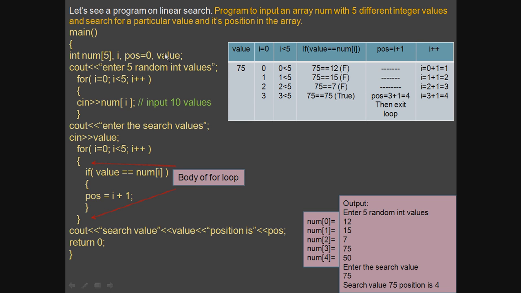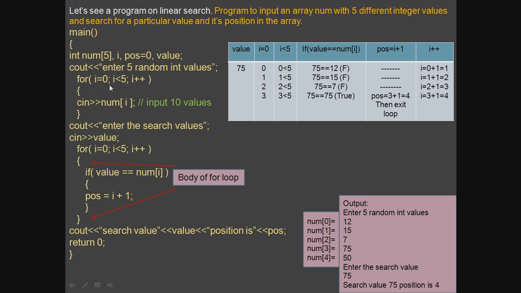The variable value means the random value which you are going to search. As the variables are declared, a prompt will be issued on the monitor screen, that is, enter 5 random integer values. Using the for loop, when you enter the numbers from the keyboard, suppose 12, 15, 7, 75, 50, the array elements will be automatically created by the compiler.